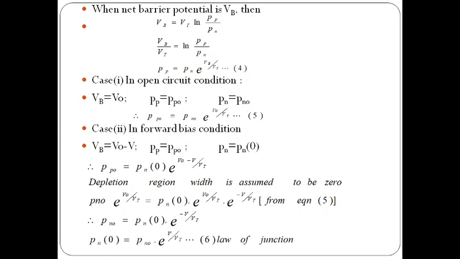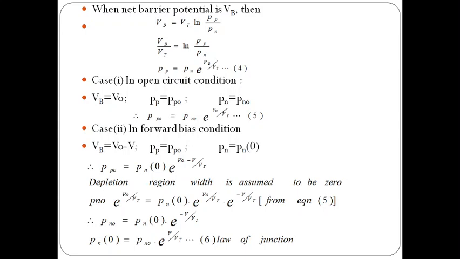Now we assume my diode is in open circuit condition. That means we are not connecting any battery; it is ideal, with no battery source connected to the diode. Now, what is the barrier potential? Vb equals V naught. The built-in potential is the barrier potential, because we are not connecting any external battery. So the net barrier potential equals the built-in potential by default. So Vb equals V naught and Pp equals Pp naught.